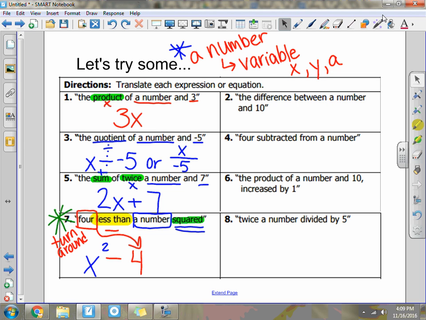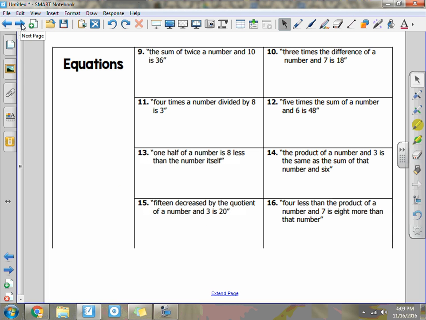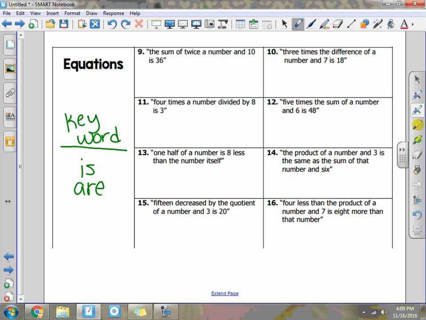Alright, we are going to skip the rest. We'll come back to those in class. But let's talk about equations. Equations have their very own clue word. That keyword, just like we have keywords for addition and subtraction, we have a keyword for equations. That keyword is the word is. Sometimes we might see are or equal to. So go ahead and write all of those down there. All of these are keywords that we need to make an equation, which means that we're going to use that equal sign in our math problem.